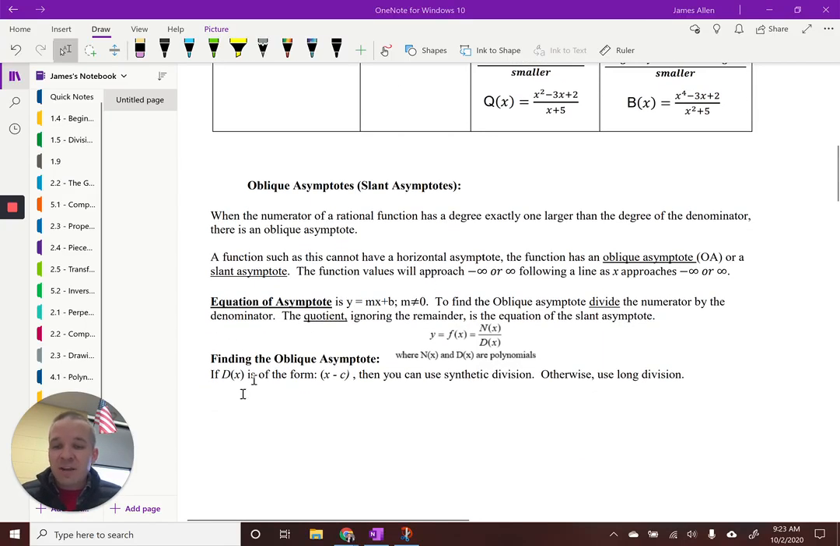All righty? So if d of x, our denominator, is of the form x minus c, a linear binomial, then you can use synthetic division. Otherwise, we have to use long division. In this one that was up here, we could have used synthetic division. We're going to do an example of each, and then you're going to try a couple of each on your own, and then we're going to graph one big one together. Sound good? I'm excited about it. I think we've done enough talking, so let's get some problems in the mix.